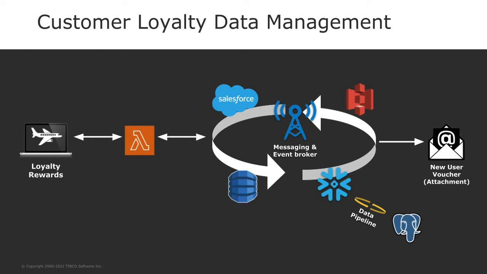Brendan will then demonstrate how we use a file transfer service from S3 to trigger an outbound email when new customers join our program. And finally, he'll show a data pipeline between Snowflake and Postgres that fuels our analytics and reporting for better insights into how to optimize our loyalty program.